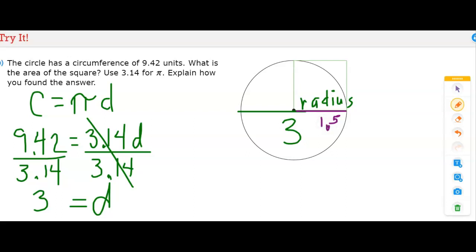So 1.5, times the area of a square is base times height. So 1.5 times 1.5 is equal to 2.25, which would be the area of the square.